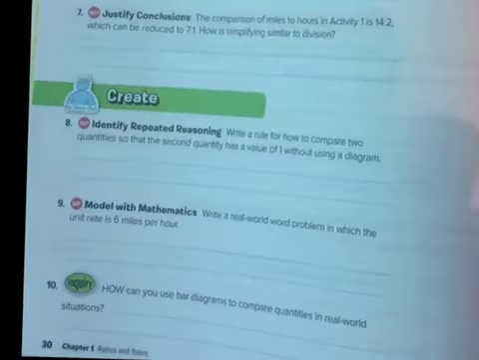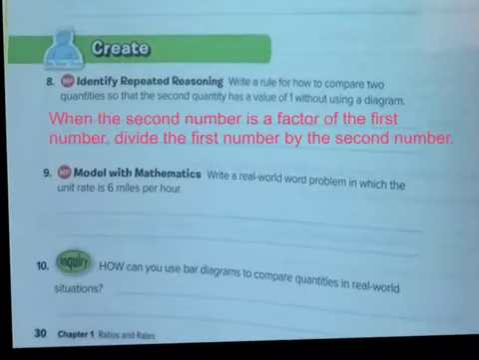So now let's write it up. Question 8. So as I just said, when the second number is a factor of the first number, the number on top, divide the first number by the second number. Okay, write that down, please.